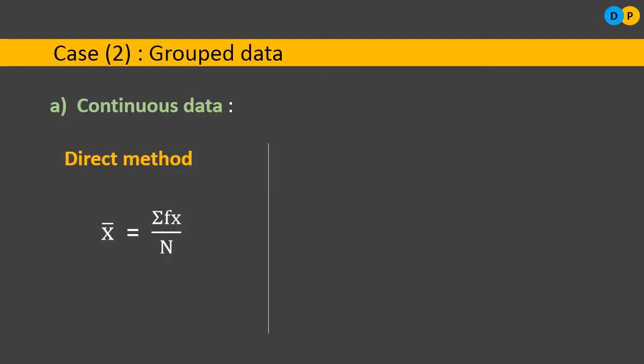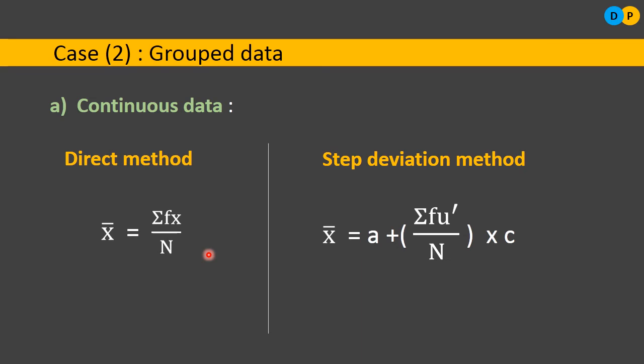So what is the direct method formula? The direct method formula is simple: x bar is equivalent to summation fx by capital N, the same formula. But what about the step deviation method formula? The step deviation method formula is x bar is equivalent to A plus summation fu dash by capital N into c. We know what A is already. A is nothing but an assumed mean. Out of all the x values, we will choose any one.